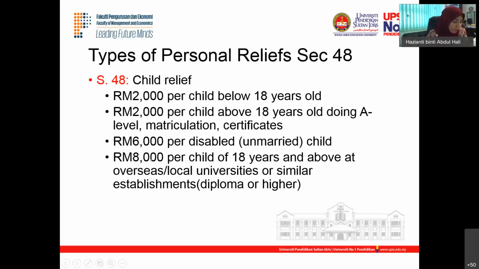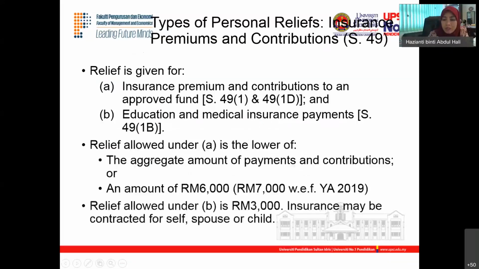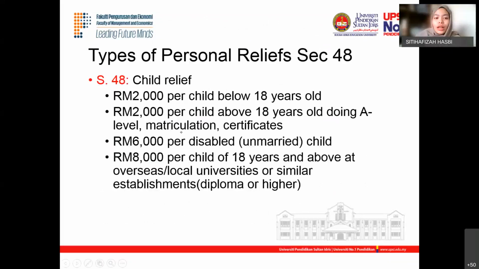Alright, madam. Yeah. For the 8,000 for studying at overseas universities, if the overseas university is A-level, still not allowed, madam? No. A-level will be here only, 2,000 only. It depends on the type of education that he or she is doing, regardless of the place. So if he or she is doing A-level, 2,000.